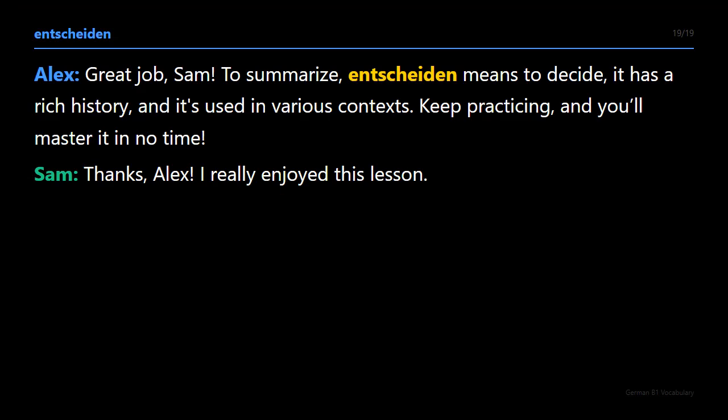Great job, Sam. To summarize, Entscheiden means to decide, it has a rich history, and it's used in various contexts. Keep practicing, and you'll master it in no time.